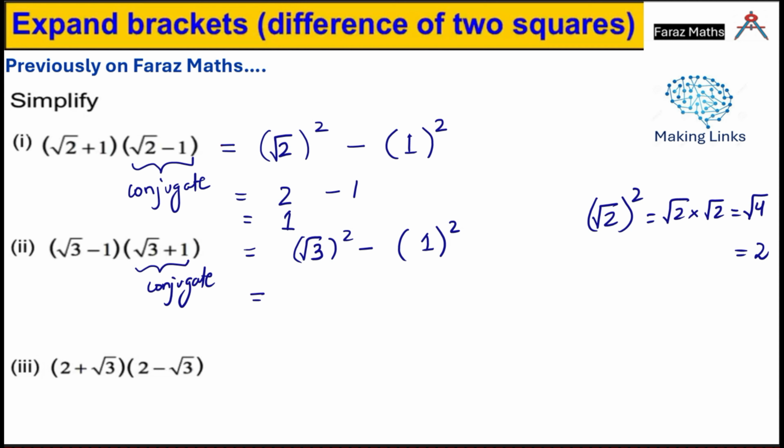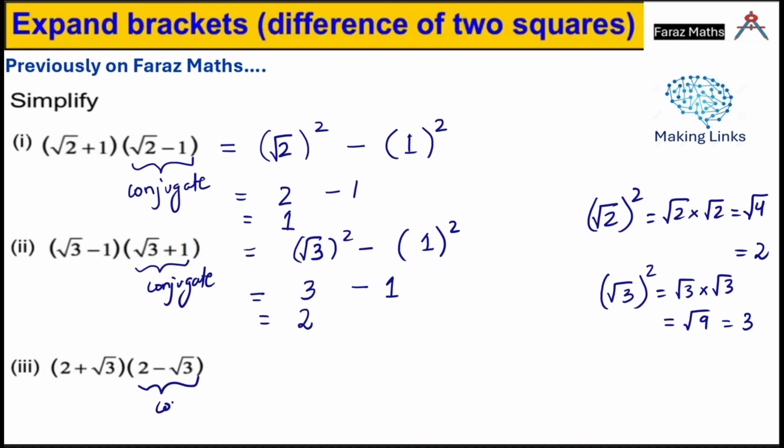Square root of 3 squared means the same thing. Square root of 3 whole squared means square root of 3 times square root of 3, which means square root of 9, and square root of 9 is 3. Minus 1 squared is 1. 3 minus 1 is 2.